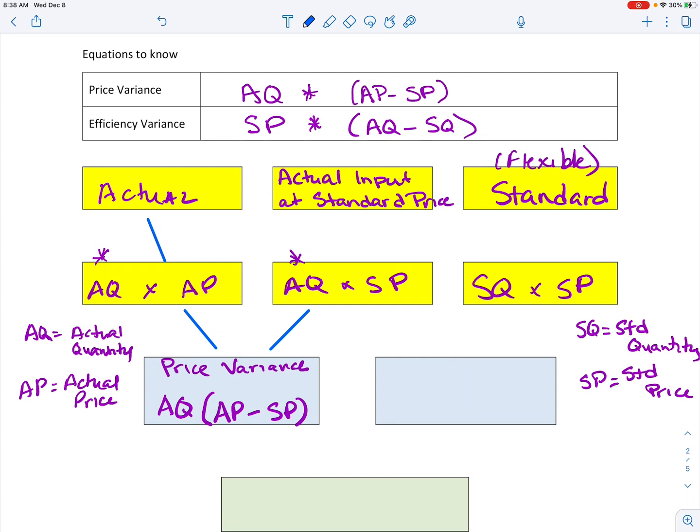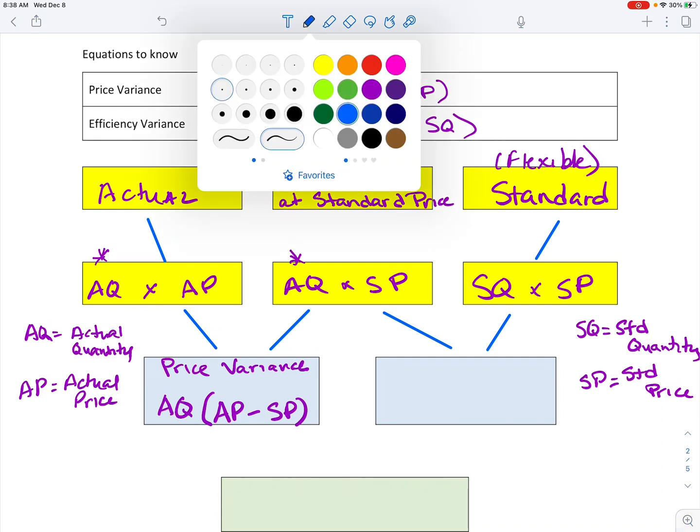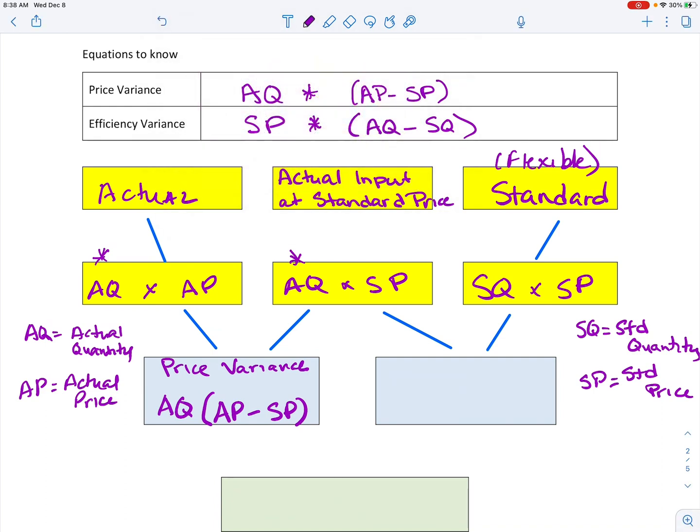I'm going to do the same thing on this other side. I'm starting with my standard, and I'm going to bring those down, look at my actual at standard, bring that down, and then create that equation out of those two. I find that common factor. Here the common factor is standard price. So I take that standard price out and multiply that by the difference in my quantities. And this again is my efficiency variance.